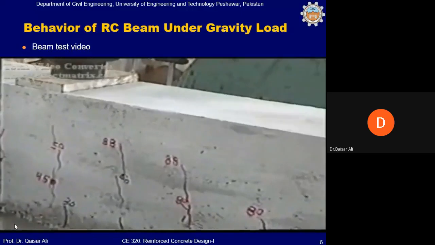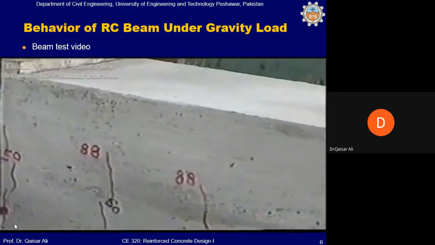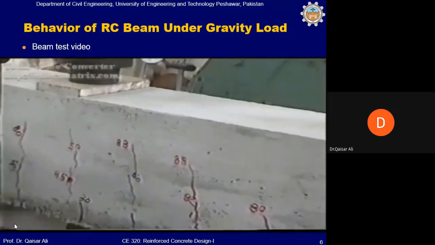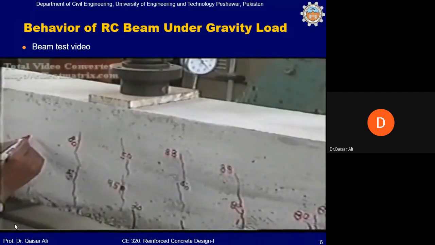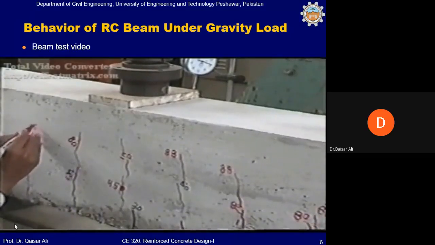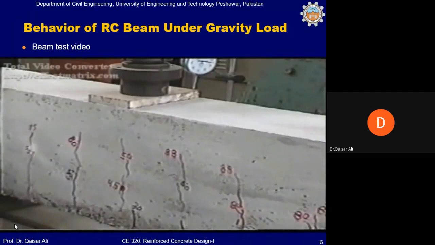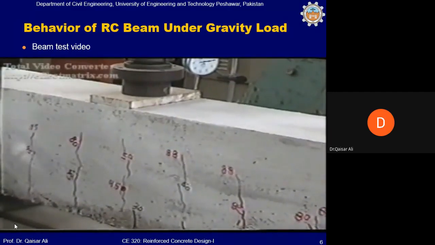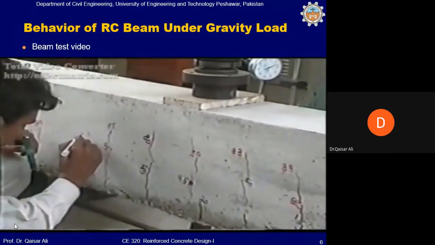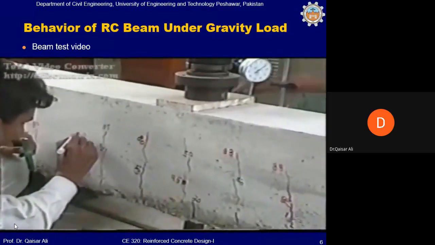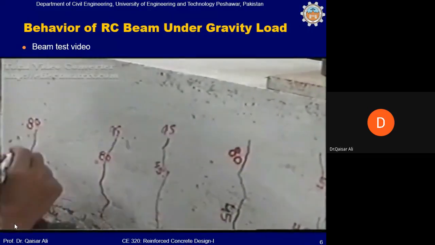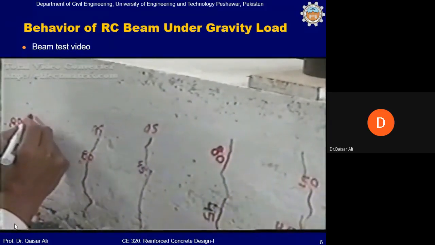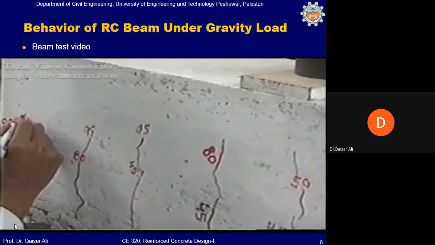You can see now there are many cracks that have appeared. And mind that this beam has been properly designed for flexure as well as for shear. So this is a properly designed beam for flexure and shear, and this properly designed beam is tested under a point load at the midspan of the beam in order to see the behavior of the beam under the gravity load.